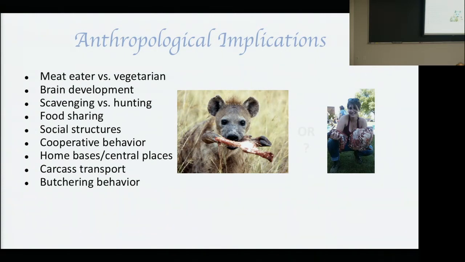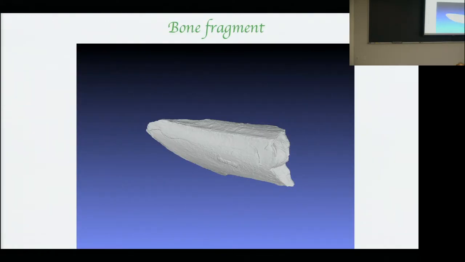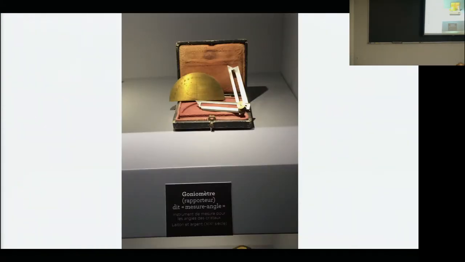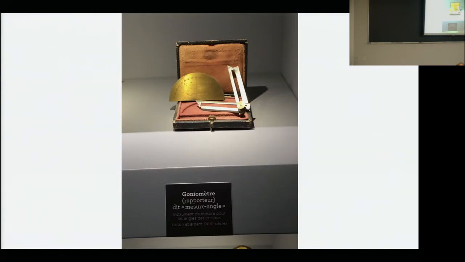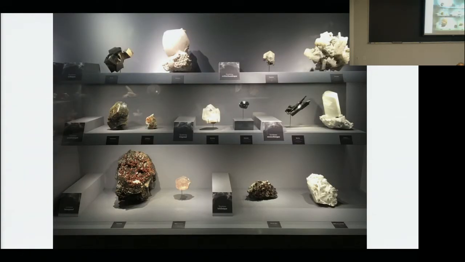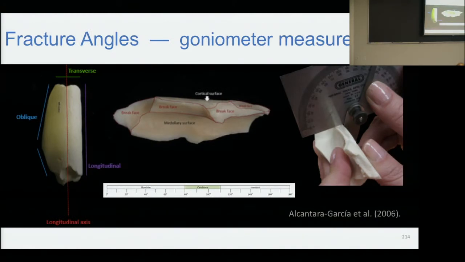I don't have time to go through this. I just want to show this. This is a goniometer. This is the state of the art up until recently in the subject. A goniometer is a means of measuring angles. This picture I took in the Gem Museum in France, and it was used in the beginning of crystallography. The hypothesis is that the fracture angles based on goniometer measurements do tell people something about the agent of breakage.